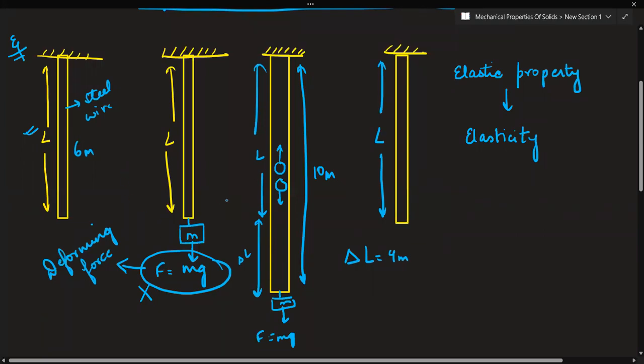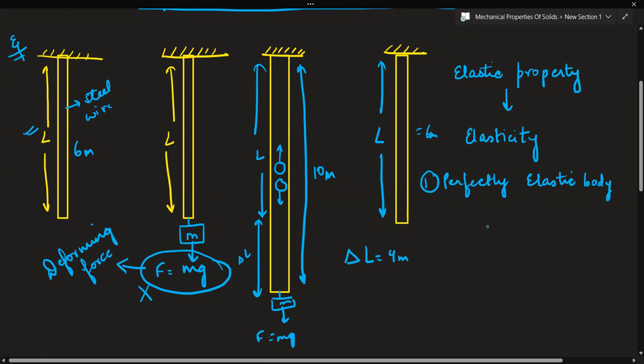Now, elastic bodies are also not of only a single type. If the body is able to regain its exact shape, meaning if the length was 6 meters and, once I have removed this block, its length is again 6 meters, it means the exact length has been recovered. Those types of bodies which are able to regain their exact original shape and size immediately after the removal of these deforming forces are known as perfectly elastic bodies.